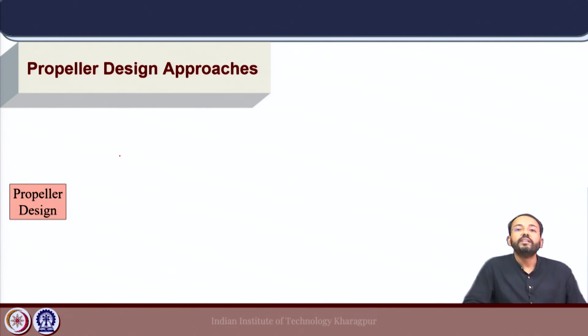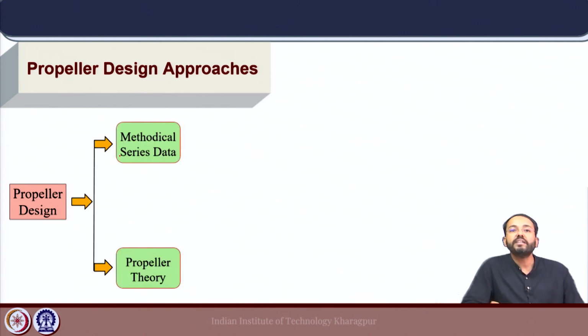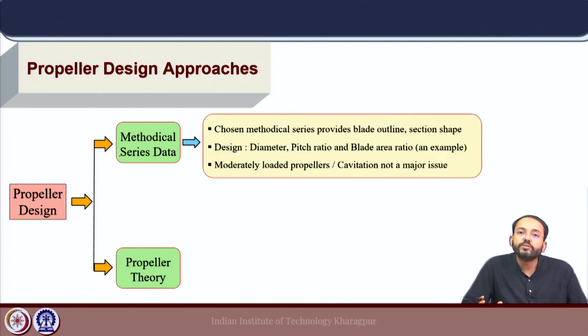Now, we will look into the design approaches for marine propellers, and as discussed, the two main approaches are the methodical series based approach, where we have the series data which governs the geometric parameters of the propeller blade, and we use that to design the propeller blade parameters like pitch ratio, blade area ratio and propeller diameter. This is just an example, and they can be used for a certain range of propeller design, typically where cavitation is not a major issue, and every methodical series has its own application with respect to the propeller type that is being designed.